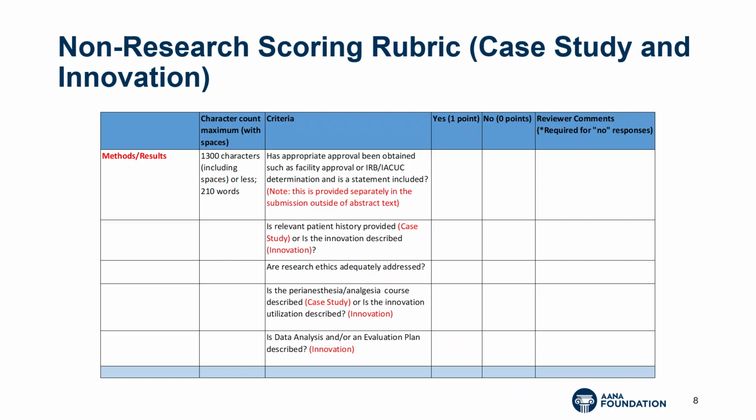The next criteria is relevant patient history provided for a case study, or is the innovation described for an innovation project? Are research ethics adequately addressed? Is the peri-anesthesia or analgesia course described for a case study, or is the innovation utilized described for an innovation project? And the last criteria is data analysis and or an evaluation plan described for an innovation project?